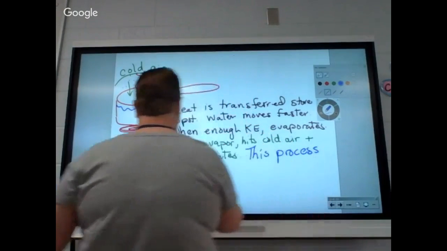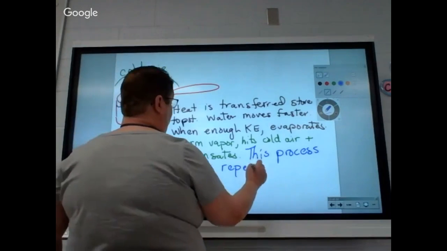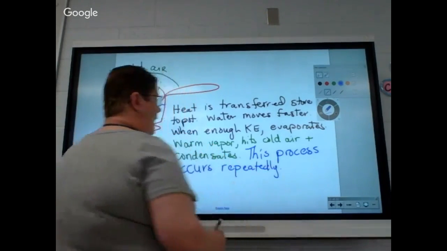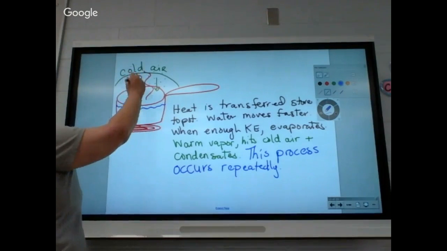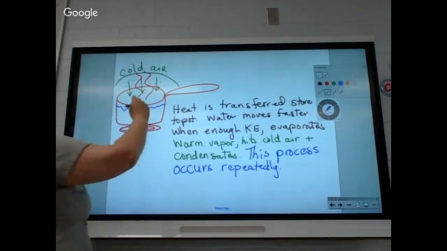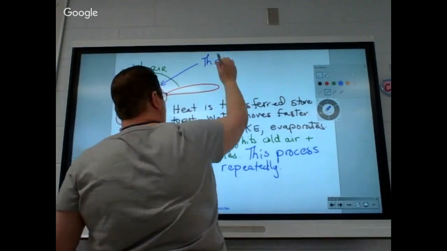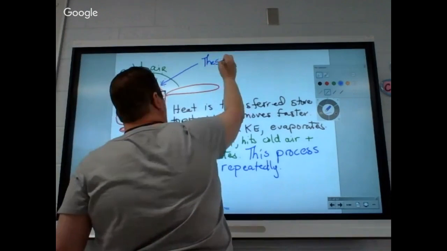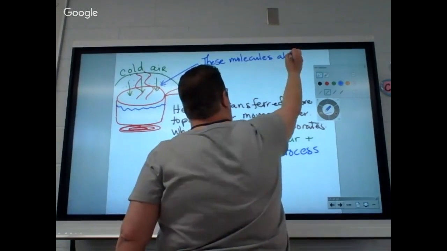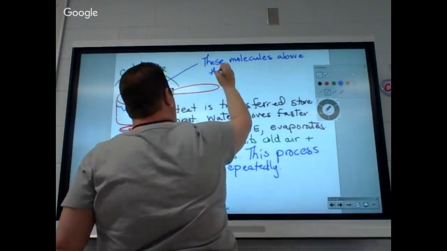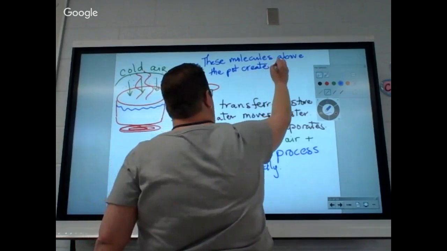This process occurs repeatedly. Now, that means that this goes up and down over and over again, right? That's how it's done. These molecules above the pot create a pressure.